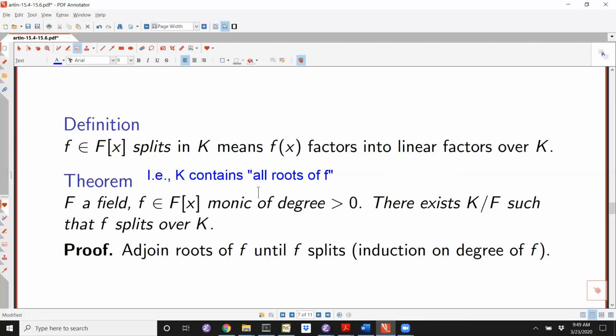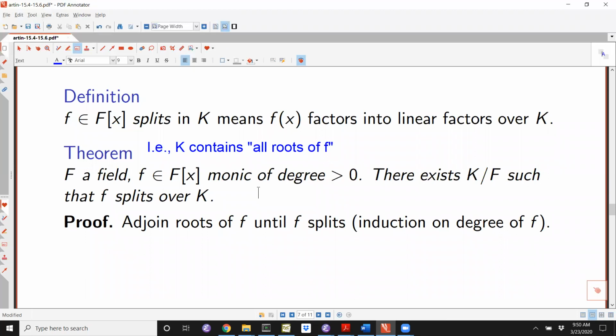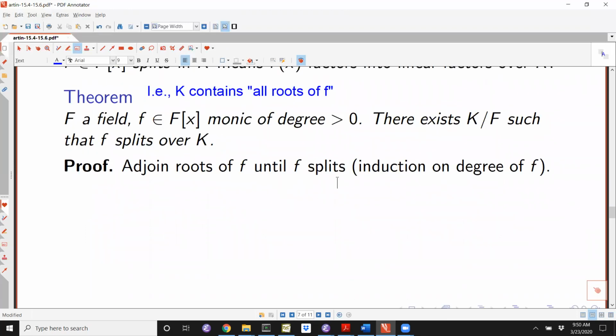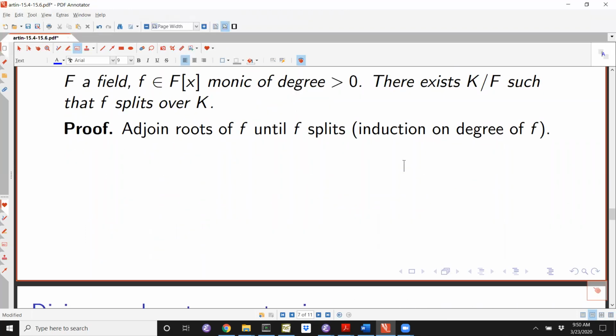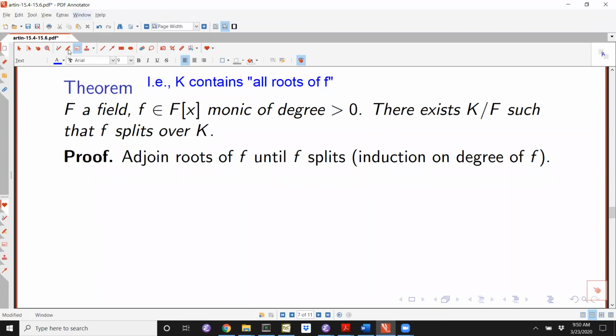So, theorem: say F is a field, and little f in big F of x is monic of degree greater than 0. Then there exists an extension big K of F such that f splits over big K. One way to do this is to adjoin roots of f until f splits, which holds by induction on the degree of f. You know what? It suddenly occurs to me that this is kind of an empty statement, so let me do an example.